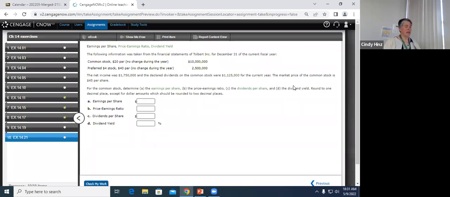The following information was taken from the financial statements of Tolbert Incorporated for December 31st of the current fiscal year. We can see the dollar amount of their common stock and preferred stock. Here's their net income. The declared dividends on the common stock were $1,125,000. Market price at the end of the year was $45 per share. One extra calculation we're going to need, because it is not given to us, is how much the preferred dividends were. So I'm going to go ahead and do that calculation right now.